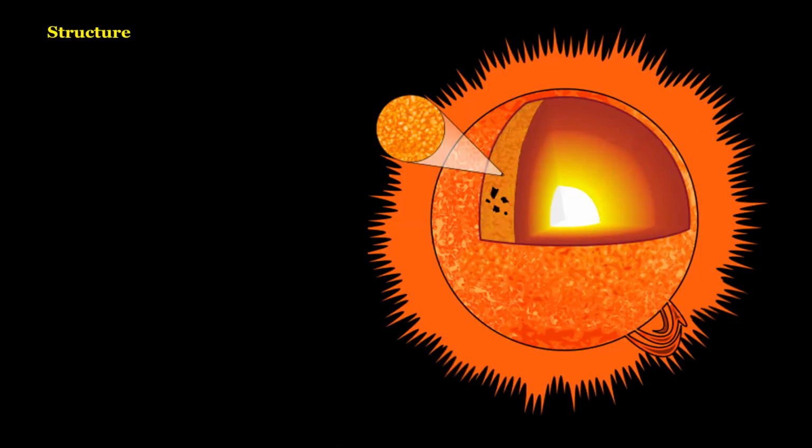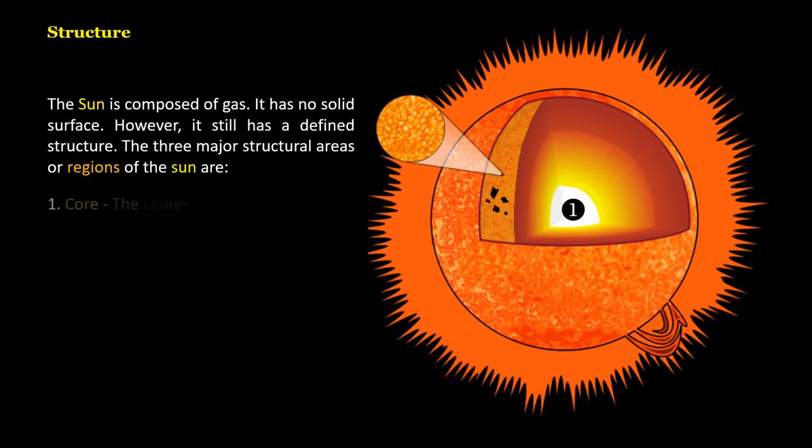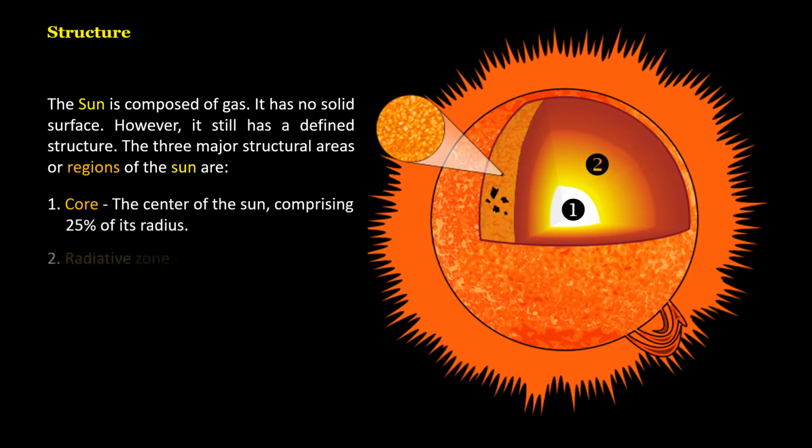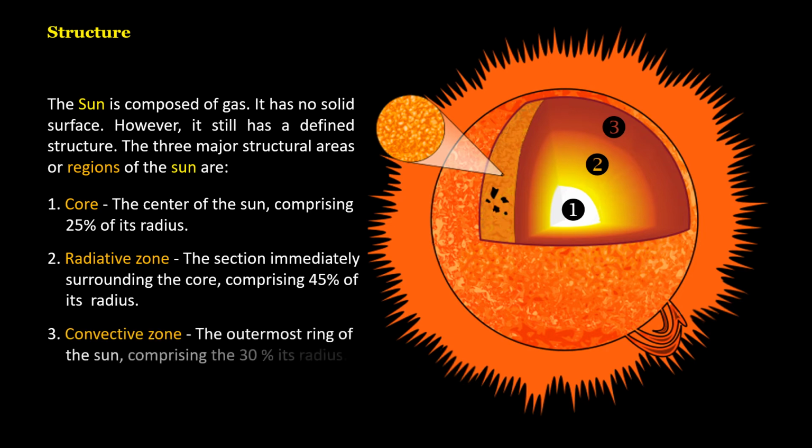Structure. The sun is composed of gas. It has no solid surface. However, it still has a defined structure. The three major structural areas or regions of the sun are: 1. Core, the center of the sun, comprising 25% of its radius. 2. Radiative zone, the section immediately surrounding the core, comprising 45% of its radius. 3. Convective zone, the outermost ring of the sun, comprising 30% of its radius.